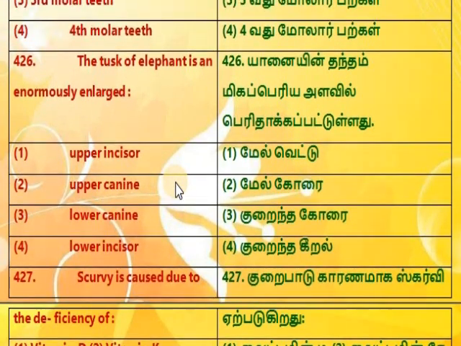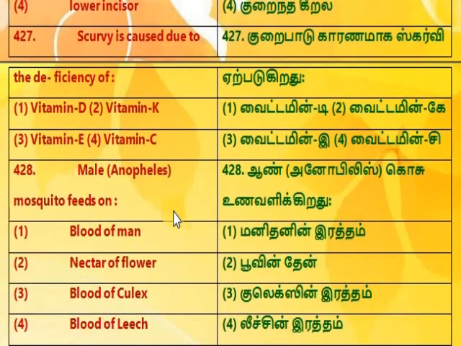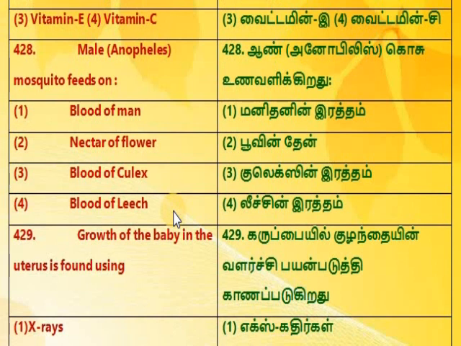426. The tusk of elephant is an enormously enlarged 1. Upper incisor, 2. Upper canine, 3. Lower canine, 4. Lower incisor. 427. Scurvy is caused due to the deficiency of 1. Vitamin D, 2. Vitamin K, 3. Vitamin E, 4. Vitamin C. 428. Male Anopheles mosquito feeds on 1. Blood of man, 2. Nectar of flower, 3. Blood of Culex, 4. Blood of leech.